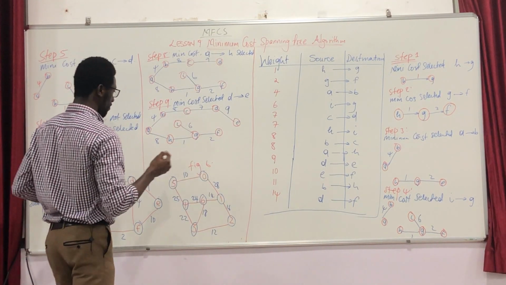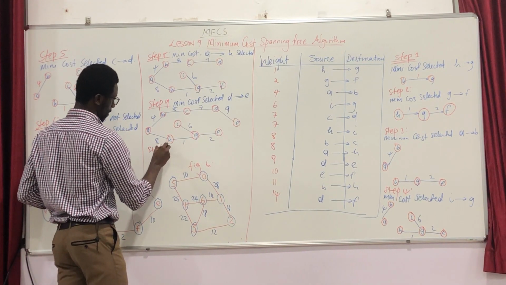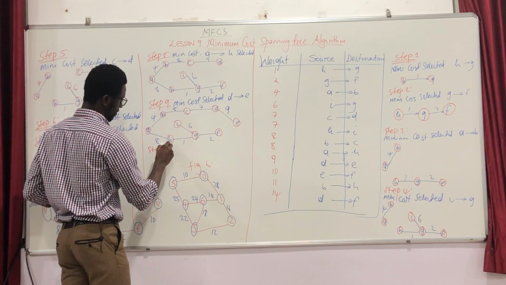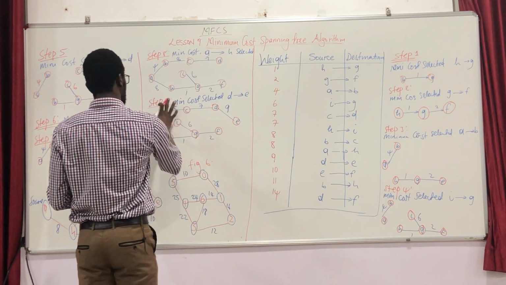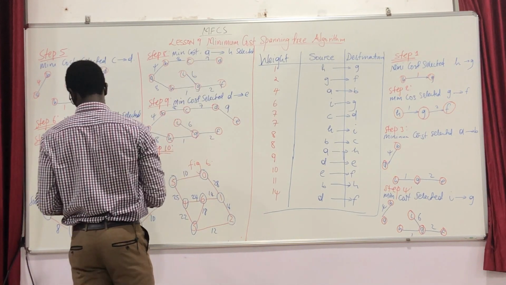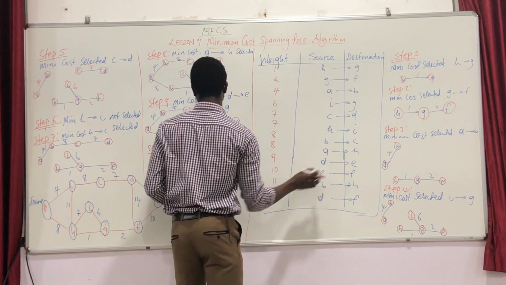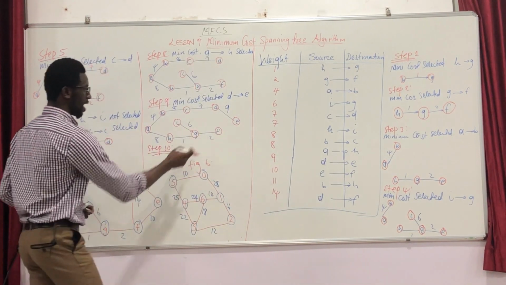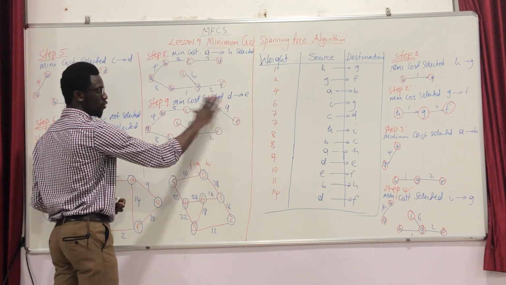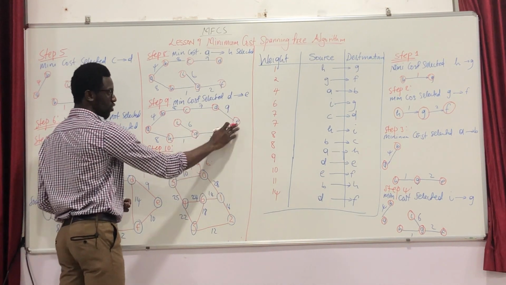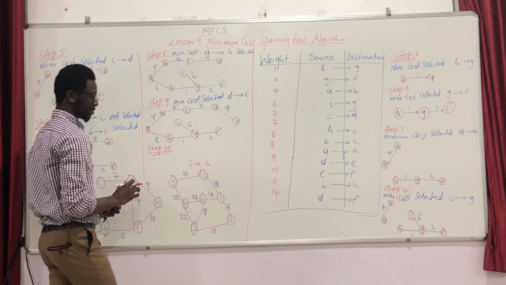So the next step, step 10, let's see. Step 10. So first we'll check here. After these points, we have dealt with 9 steps. So step 10 here is E to F. If we select E to F, then a loop will be formed. So we'll ignore E to F because this one will close the graph.